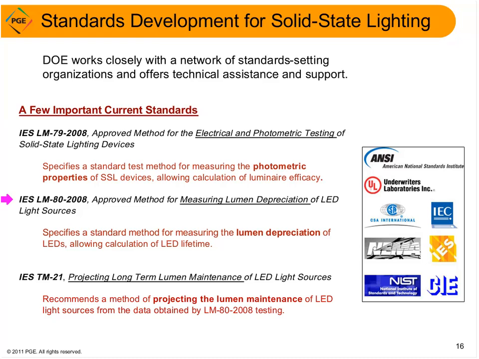LM80 is a method for measuring the lumen depreciation of LEDs. So this is important because all LEDs lose light output over time. TM21 provides a method that allows you to take that LM80 depreciation data and then make a projection about the lumen maintenance of LED light sources. And this is important because LEDs have a long lifetime, and to wait years to get this actual data is just impractical. So you need a way of projecting how long LEDs are going to last.